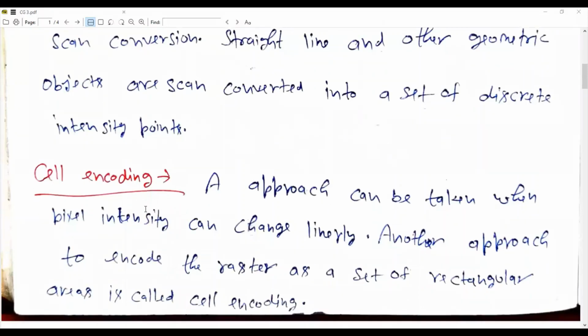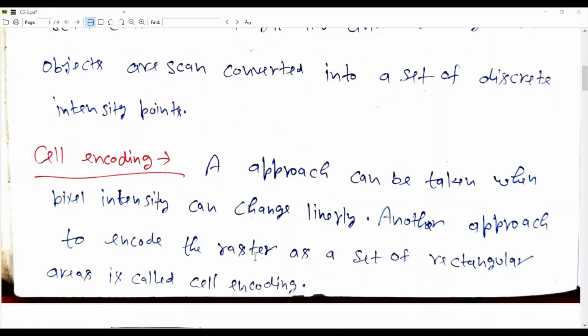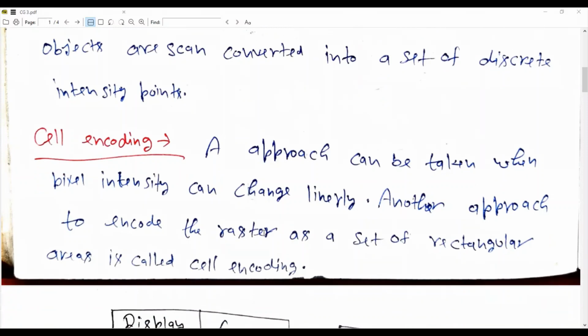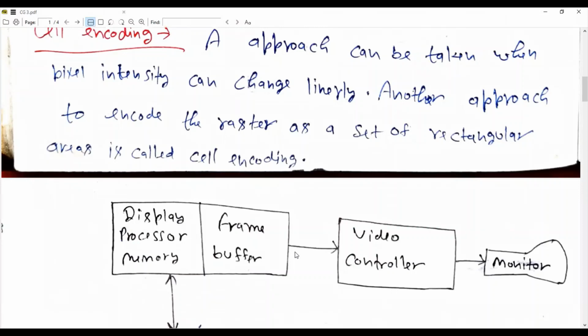The next component is cell encoding. The cell encoding approach can be taken when pixel intensity can change linearly. Another approach to encode the raster as a set of rectangular areas is called cell encoding. As we have learned, all the major operations performed in CG are on rectangular areas. This is called cell encoding.